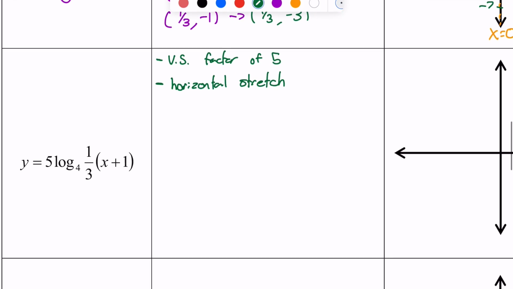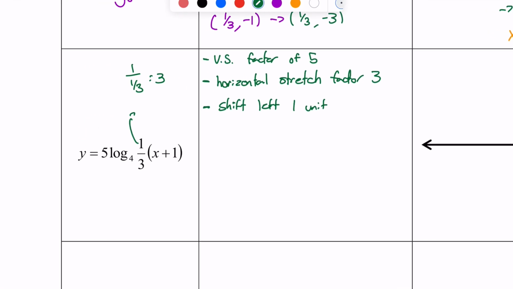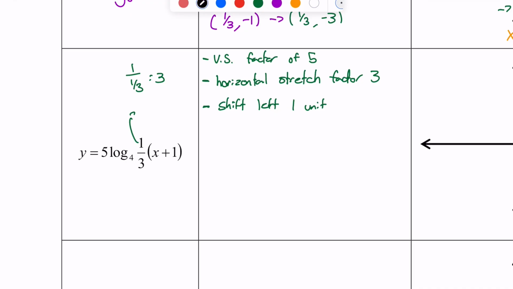Okay, and then same thing, factor of, remember it's always 1 over k. So in this case, if it's 1 over 1/3, that's 3. So by a factor of 3. Then the next one you talk about is that 1 that's on the inside of the bracket there. So that would be a left 1 unit. Okay, now let's do our mapping.